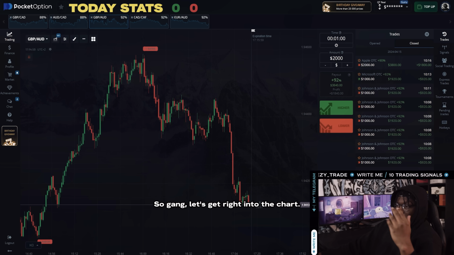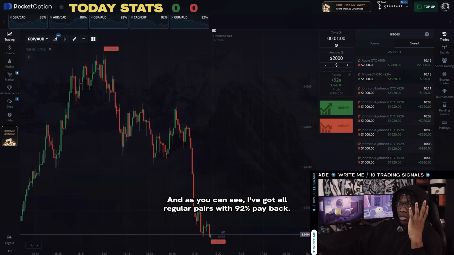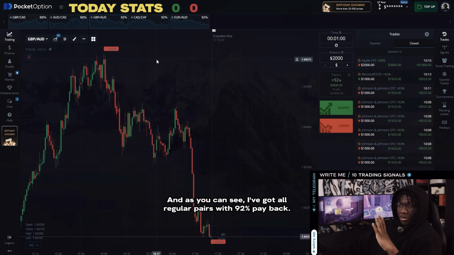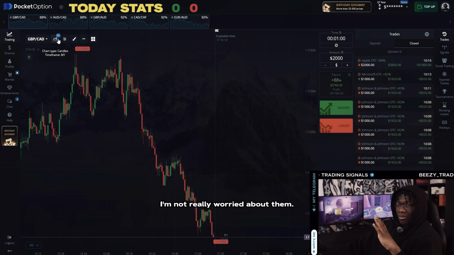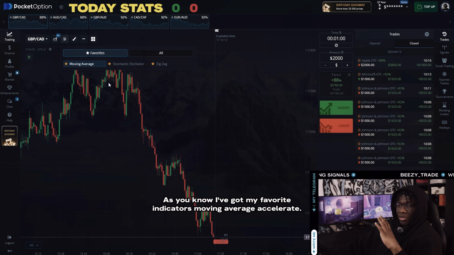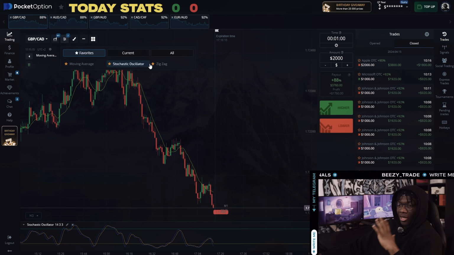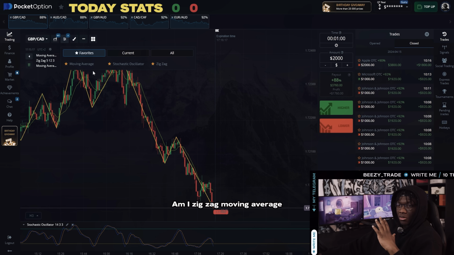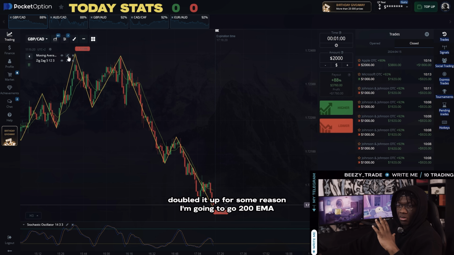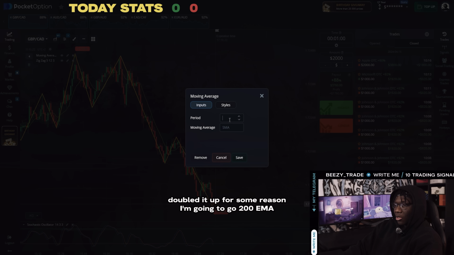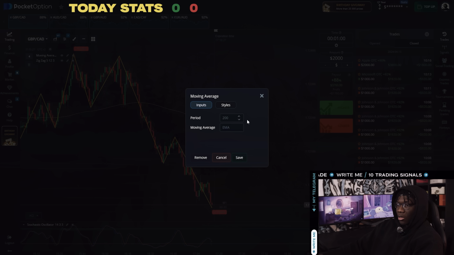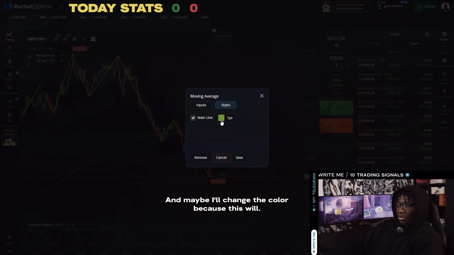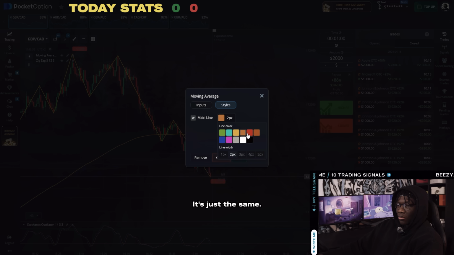So gang, let's get right into the chart. As you can see, I've got all regular pairs with 92% payback. I've got some 82% payouts, but I'm not really worried about them. As you know, I've got my favorite indicators: my moving average, my stochastic, and my zigzag. I doubled up the moving average for some reason. I'm going to go with 200 EMA, and maybe I'll change the color because this row is just the same. Let's go red. Save that.